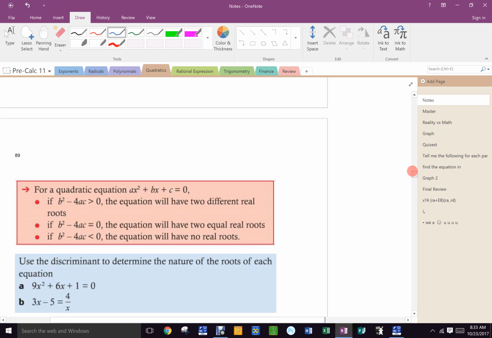Everything we just discussed has happened right there. If this, and I'm going to highlight, you don't have to, if it's less than 0, equals 0, or greater than 0, yes? But now I'm going to give you a new word. The b squared minus 4ac is what we call the discriminant. Highlight that word, learn it, live it, love it.